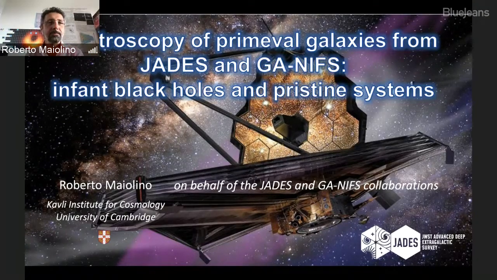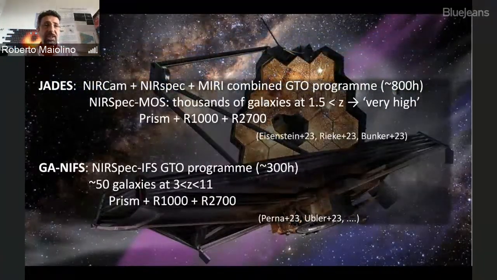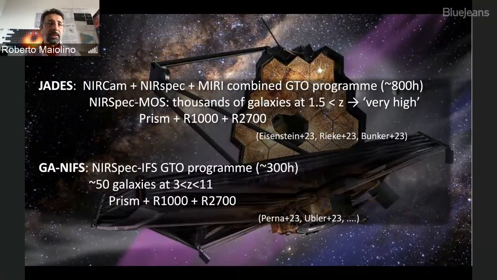Okay, hello everyone. So I will illustrate some recent results from the JWST and GANIS surveys, especially in the area of early black holes and pristine systems. Just to recall that JWST is a combined GTO program combining time from NIRCam, NIRSpec, and MIRI. In this presentation, I will focus on the NIRSpec MOS observations, which are targeting thousands of galaxies at high redshift. The GANIF survey is the IFS version of the GTO program, which is targeting about 50 galaxies also at high redshift.